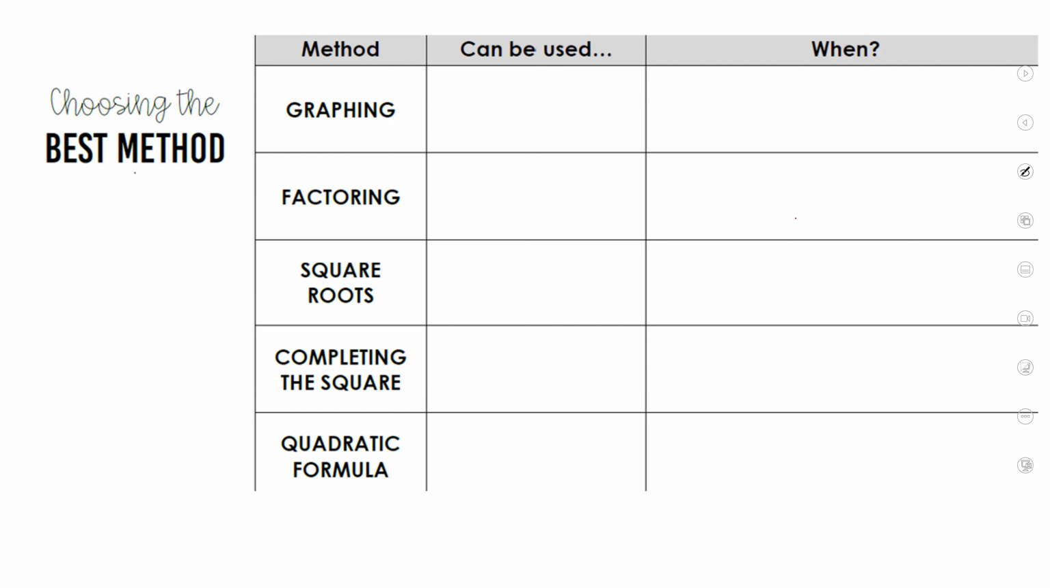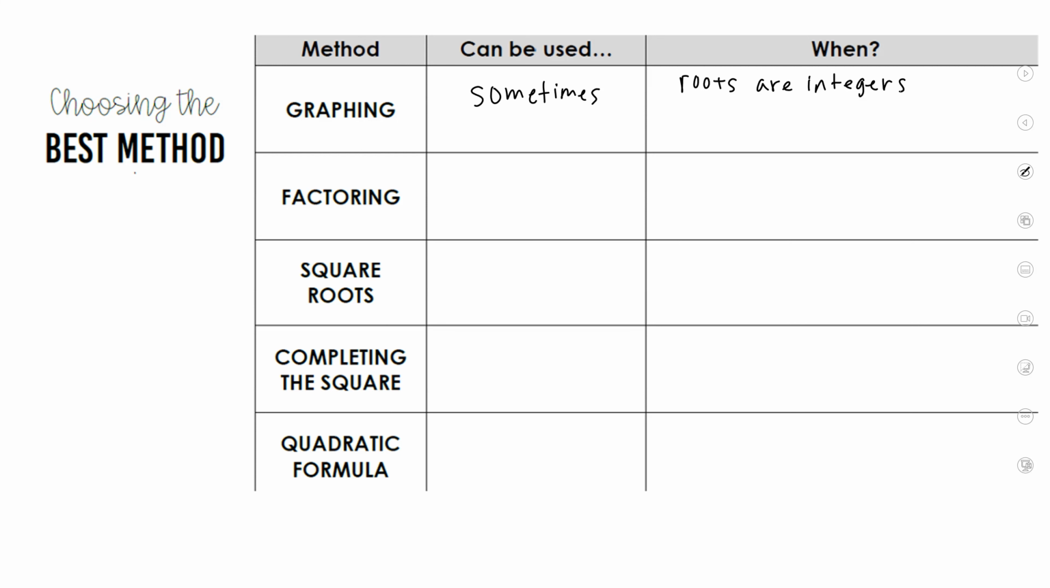So graphing. Graphing is great whenever you have simple numbers like 5 and negative 2. You can easily plot those points and find your solutions. So you can use graphing sometimes. Go ahead and write sometimes. Okay? And it's great when your roots or your x-intercepts are integers. Numbers without decimals.